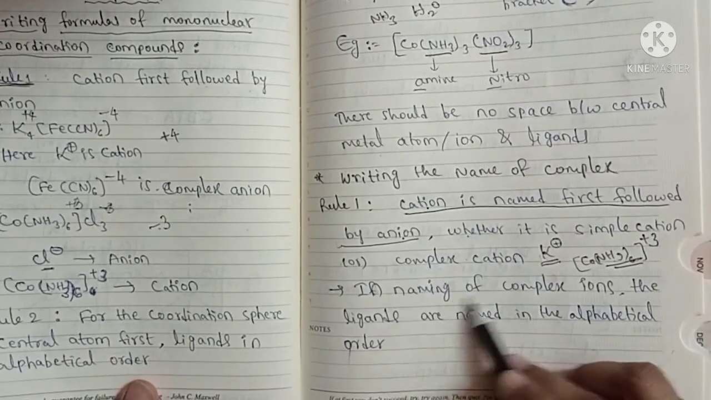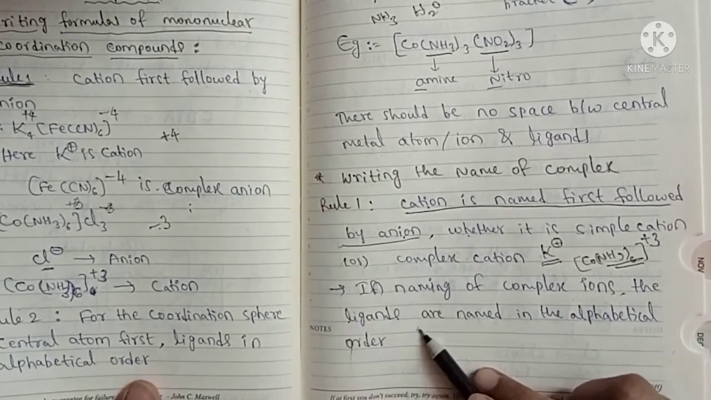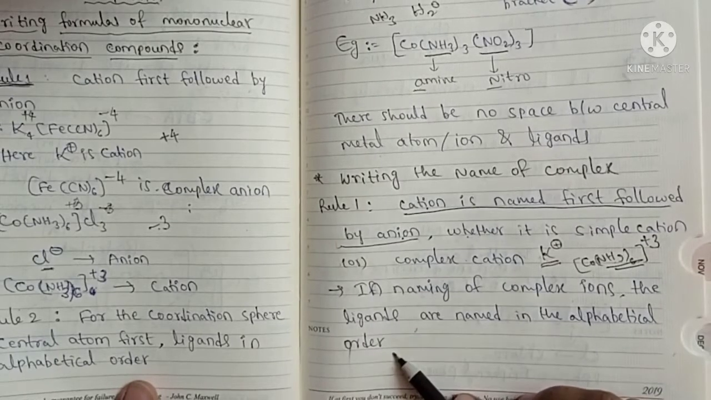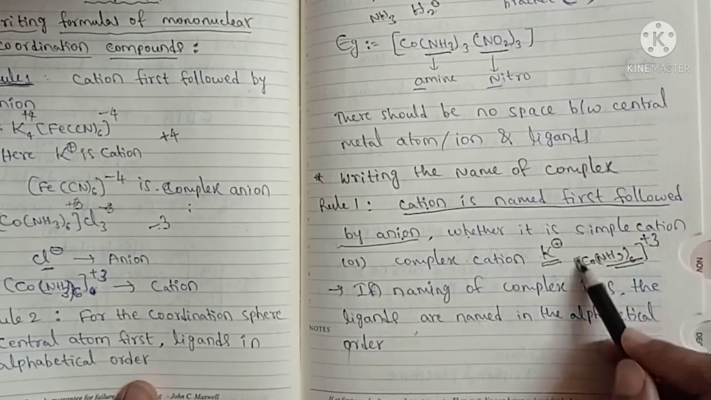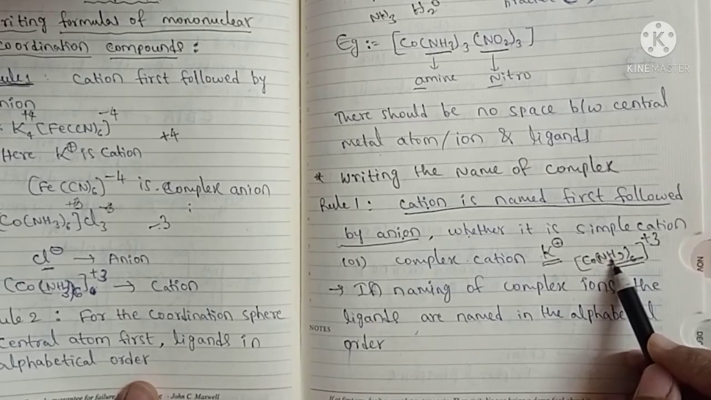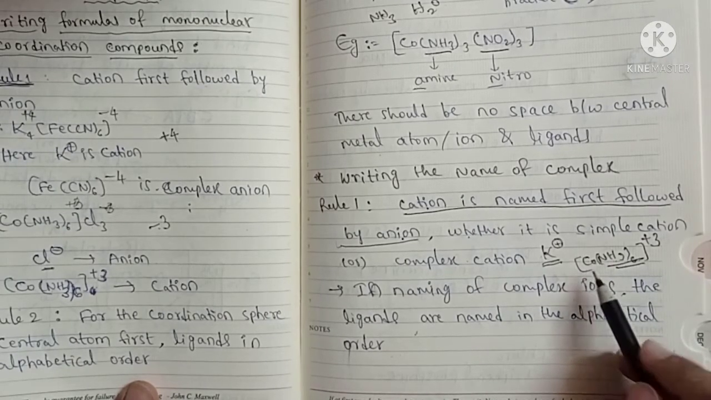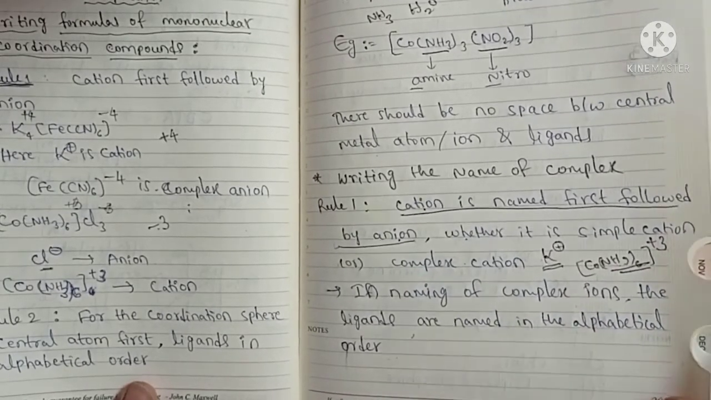And in naming of complex ions, the ligands are named in alphabetical order. And in this complex ion, first we have to name the ligands and then followed by the metal. So this is the rule.